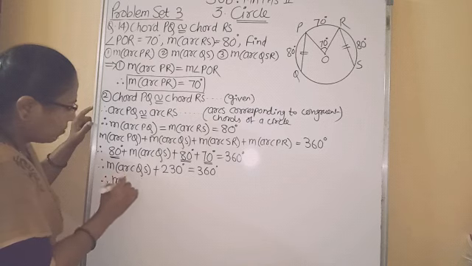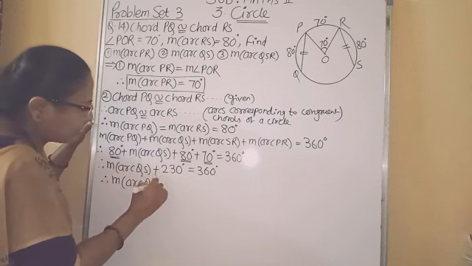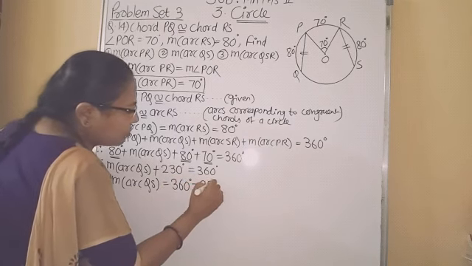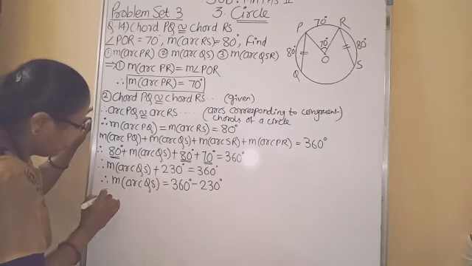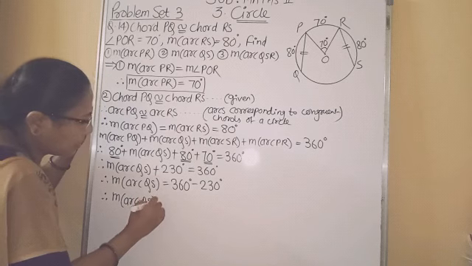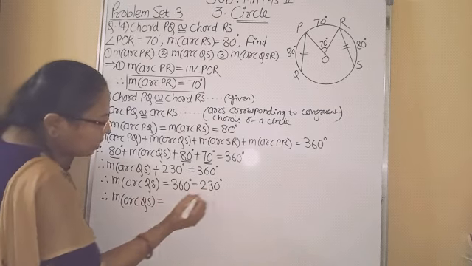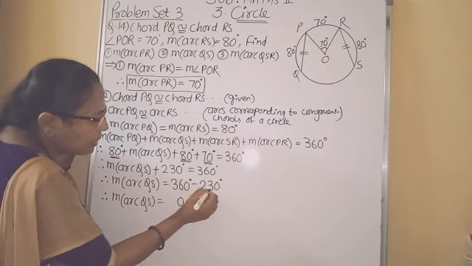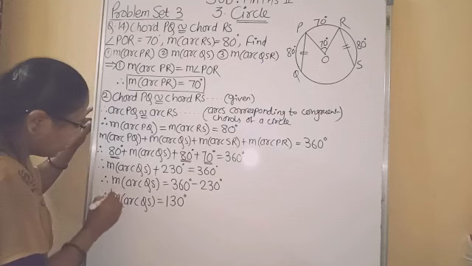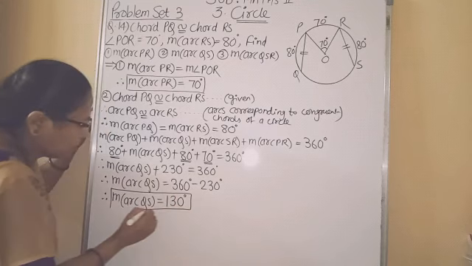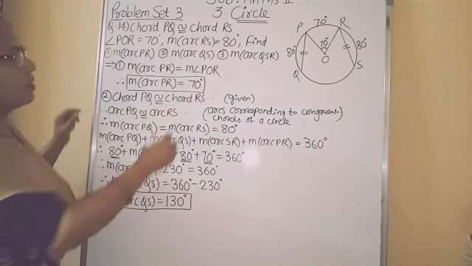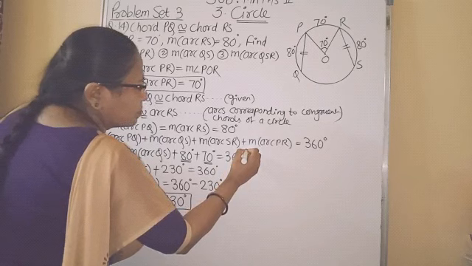Therefore, measure of arc QS is equal to 360 degrees minus 230 degrees. Zero minus zero, zero. 6 minus 3, 3. 3 minus 2, 1. So 130 degrees. So, second answer we got. Followed? Now, find the third one.